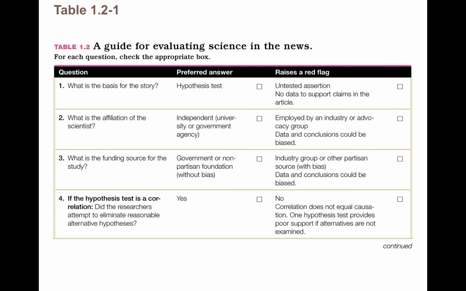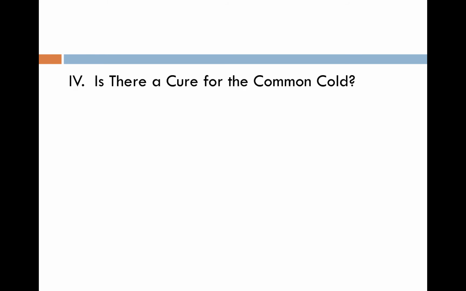When you take a look at that article on autism that I'm going to send you, you are going to discover something there that is of concern. The preferred answer is independent, university, or government agency. What should raise a red flag is being employed by an industry or advocacy group, and then the data and conclusions could be biased. You can look over those on your own.